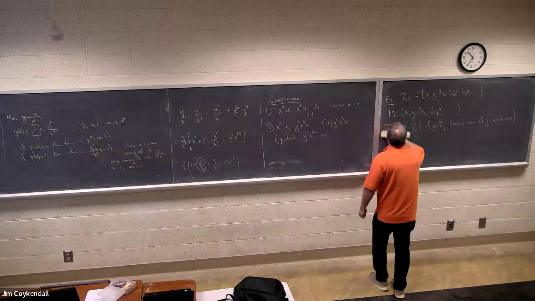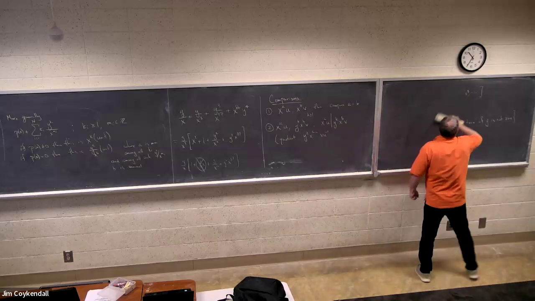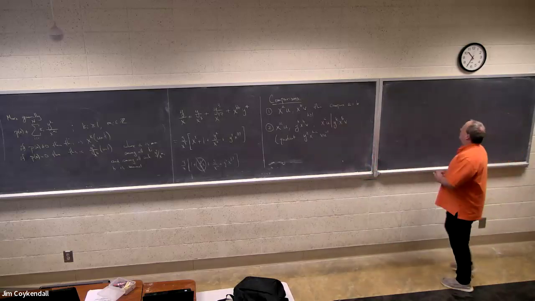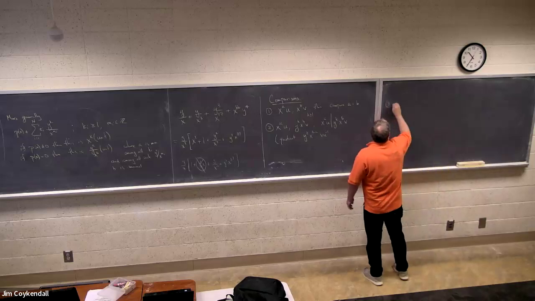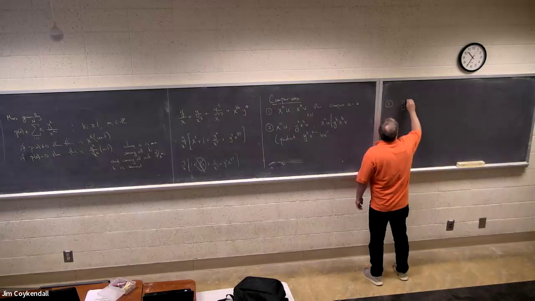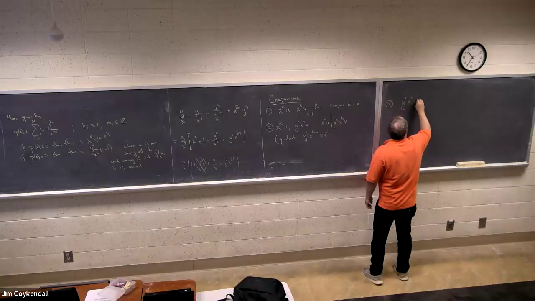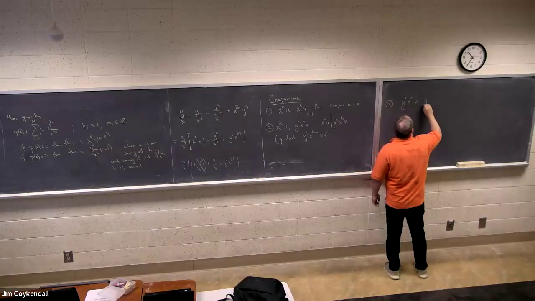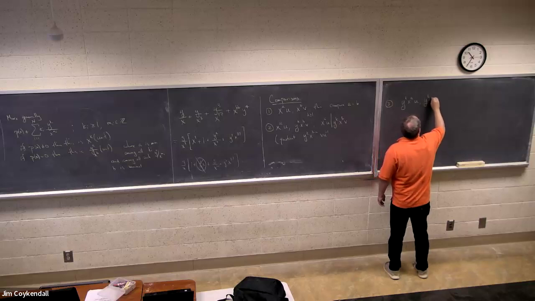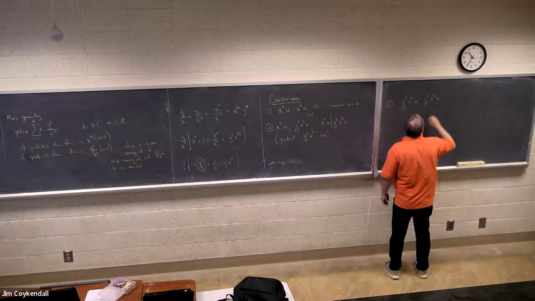Now, the big question is how do you compare if they're both mixed, so to speak? If you have y to the k, x to the a, u, and y to the l, x to the b, v.